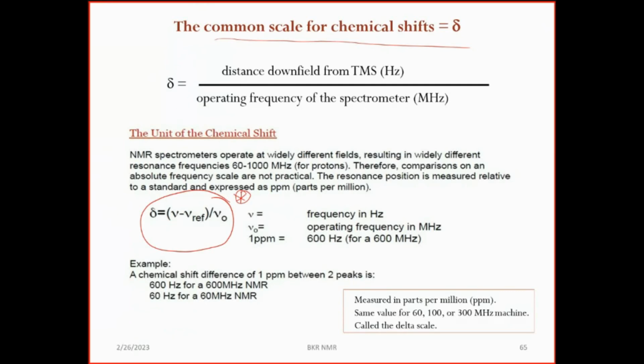Now what is very special about this? Let us check. Suppose I have a proton, a hydrogen A, which has a chemical shift of 1 ppm. I already told you delta is measured in ppm. Could anyone tell me how I got this ppm for delta?